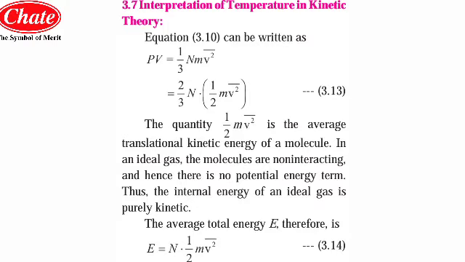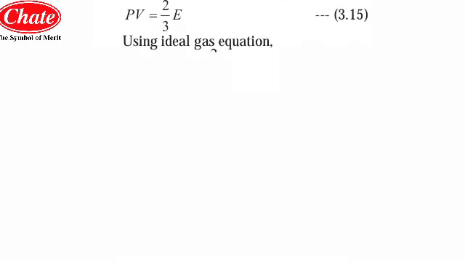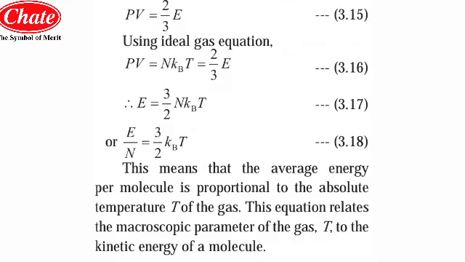The molecules are non-interacting and hence there is no potential energy term. Thus the internal energy of the gas is purely kinetic. So the average total energy is equal to N times the average energy per molecule. Thus we can further write PV is equal to 2 by 3 E.